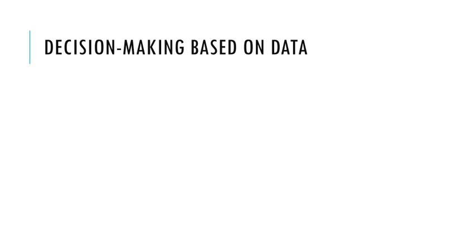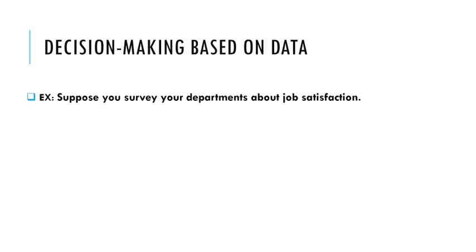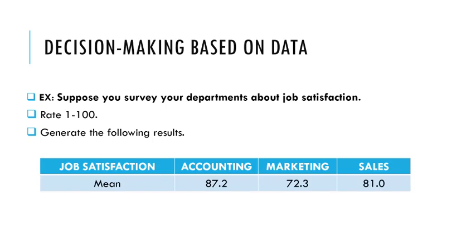So let's tie this into decision making when we're working with data. And let's go back to this survey on job satisfaction. So suppose you survey your departments about job satisfaction. And again, you're asking them to rate on some scale 1 through 100. And let's say the results of your investigation generate the following data. The mean job satisfaction for accounting is 87.2. And for marketing, it's 72.3. And for sales, that division, it's 81.